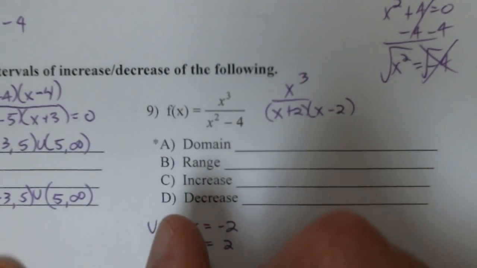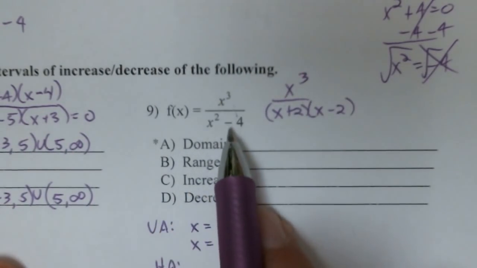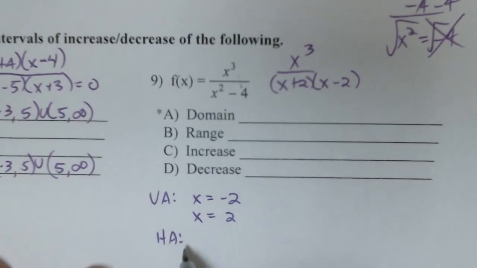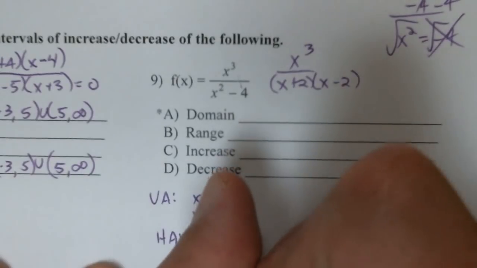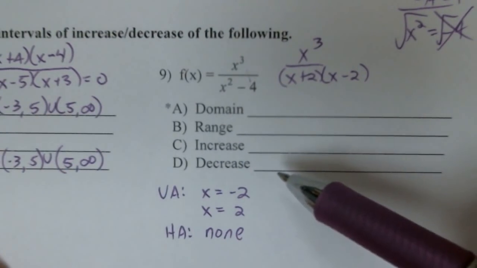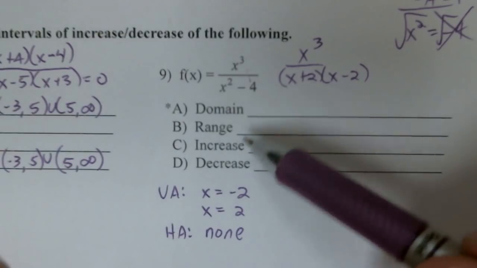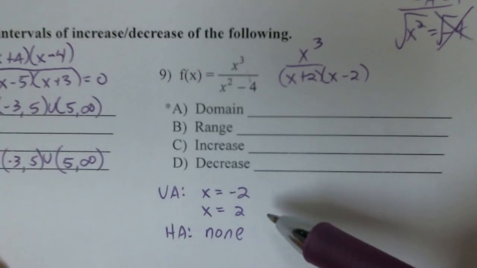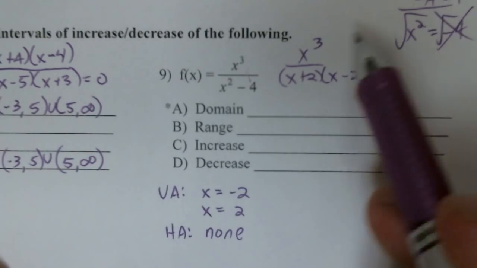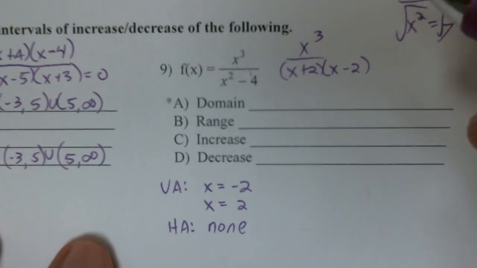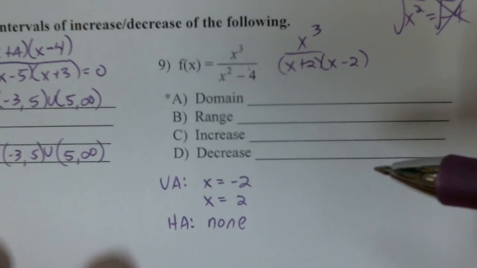My horizontal asymptote: I am top heavy by 1. Okay, so when I'm top heavy by 1, I have no horizontal asymptote. I have a slant asymptote, but the slant asymptote doesn't affect domain, range, or intervals of increase and decrease. The slant asymptote just affects end behavior. It's just kind of guiding which direction the graph is headed. It's kind of like a barrier guiding it to infinity or negative infinity. Okay, so no horizontal asymptote.